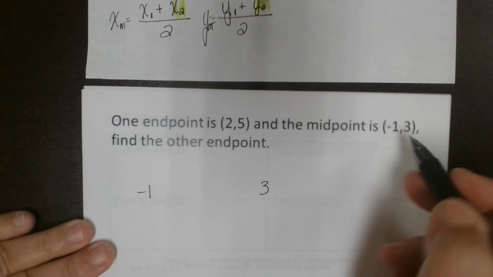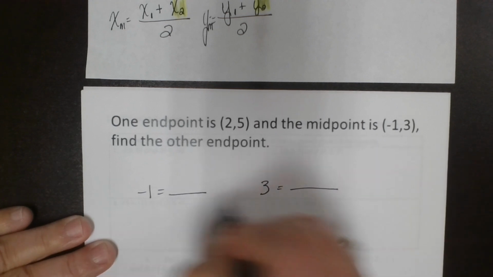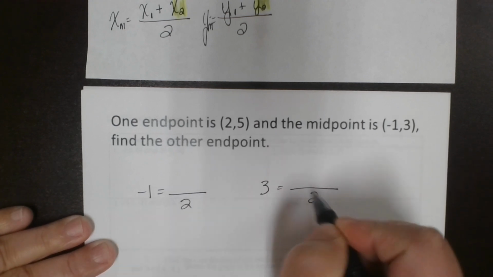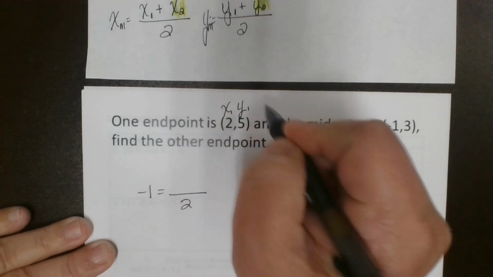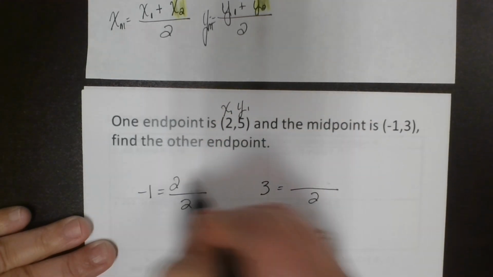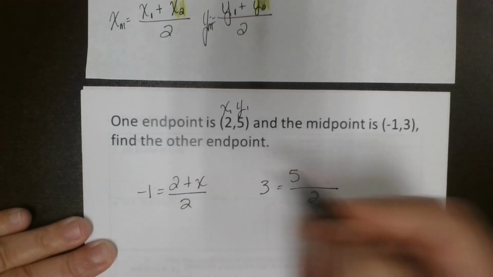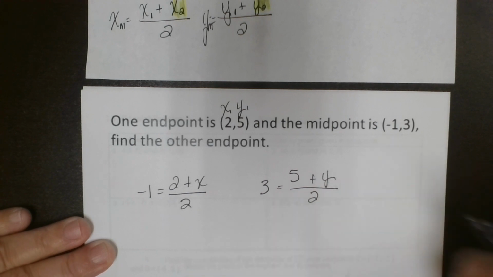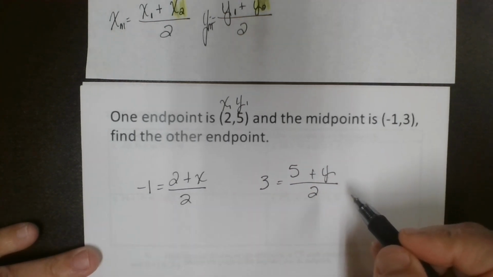Take that midpoint. And that's equal to, what was the first endpoint? This is our x1, y1, (2, 5). Plus, what's this x? Plus, what's this y? And you can solve both of those. And they have the same steps every time.